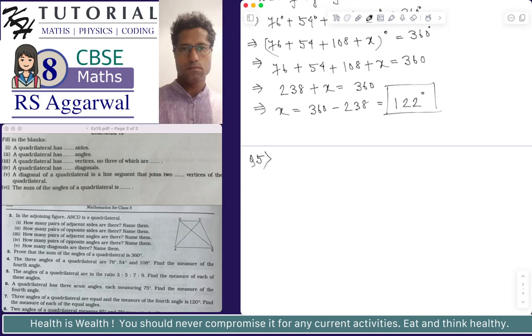The angles of a quadrilateral are in the ratio 3:5:7:9. Find the measure of each of the angles. So let ABCD be the quadrilateral. You can name it XYZ, PQRS, any name you can give to the quadrilateral, but please use capital letters and in sequential order. So let ABCD be the quadrilateral.